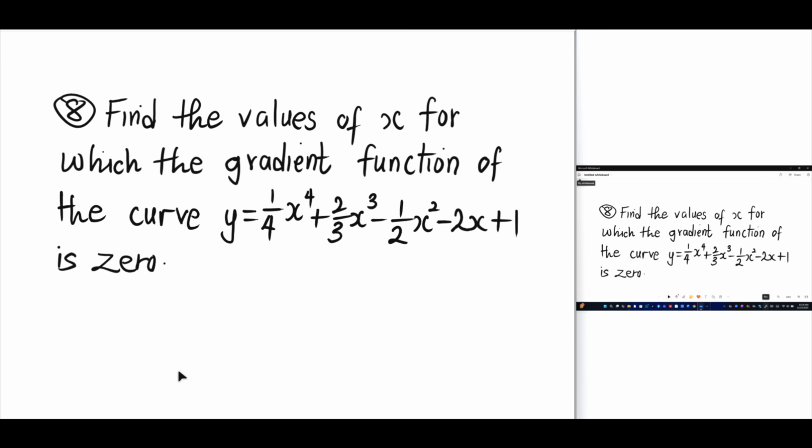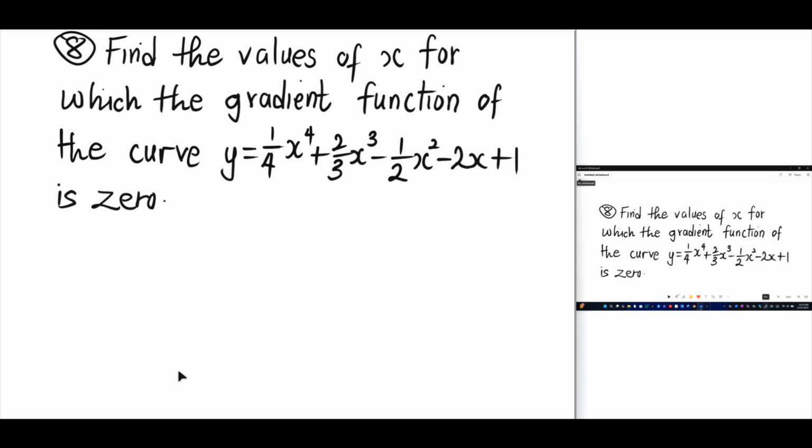Still on application of differentiation. We have our eighth question over here. We are to find the values of x for which the gradient function of the given curve is 0. Alright. Now, we are to find the value of x for which the gradient function of the given curve is 0.